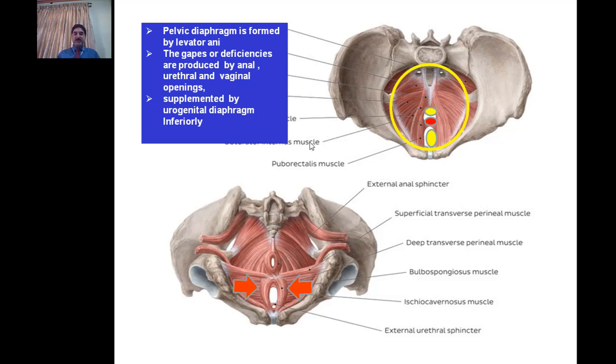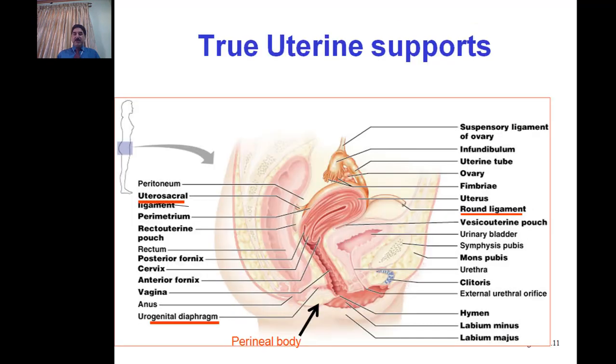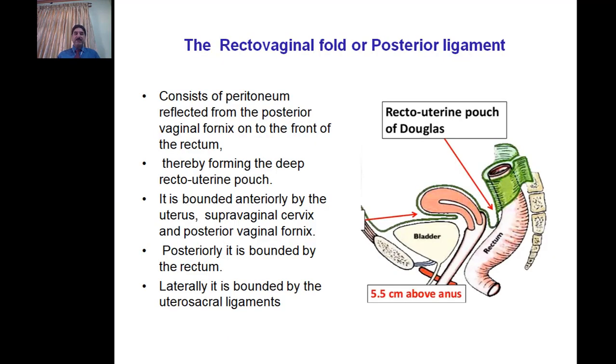The true uterine supporters you can see in this longitudinal section are the uterosacral ligament, round ligament of the uterus, urogenital diaphragm, and rectouterine fold or posterior ligament of peritoneum. It consists of peritoneum reflected from the posterior vaginal fornix onto the front of the rectum, thereby forming the deep recto-uterine pouch. It is bounded anteriorly by the uterus, supravaginal cervix, and posterior vaginal fornix. Posteriorly, it is bounded by the rectum. Laterally, it is bounded by the uterosacral ligaments.